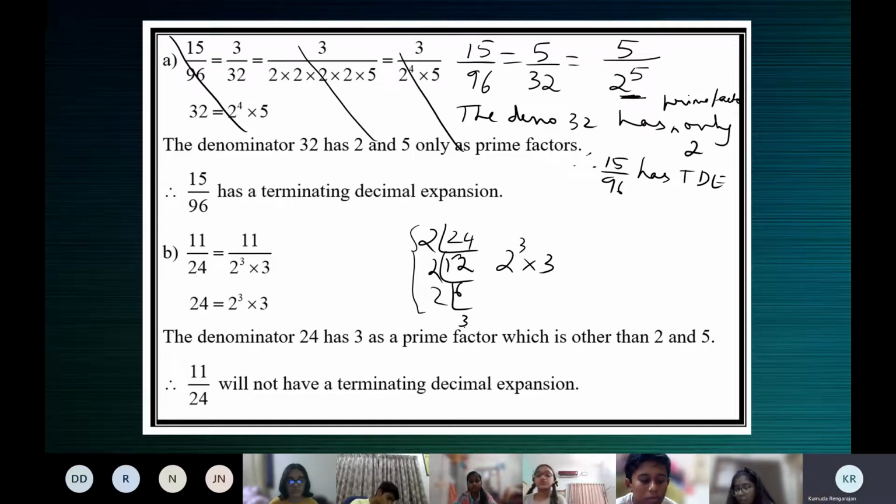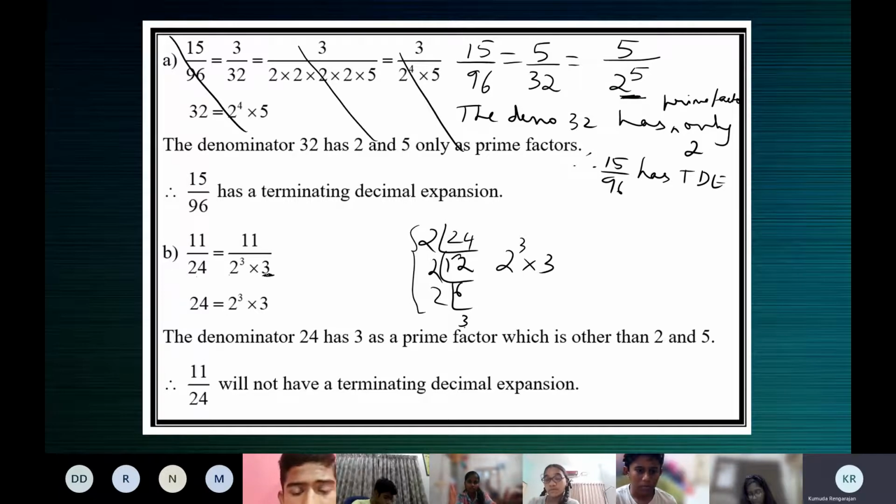11 by 24 is already in the simplest form. So take up the denominator and find its prime factors. So 24 can be expressed as 2 cubed into 3. Now you can see that there is this prime factor 3 other than 2 and 5. So the given rational number has a non-terminating repeating decimal expansion.